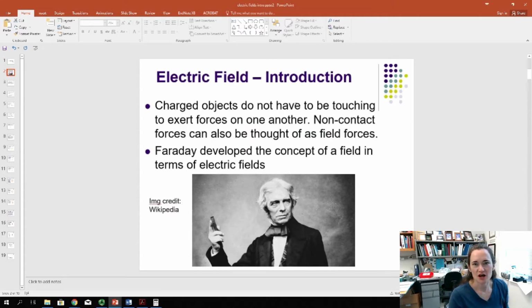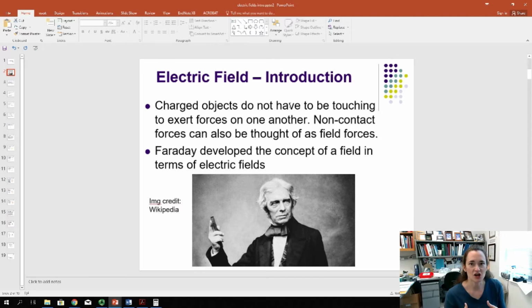So, charged objects, as we covered in our Coulomb's law lecture, don't have to be touching each other in order to exert forces on one another. In fact, they can be a distance r away. Theoretically, the force has an infinite range, although practically the force goes as 1 upon r squared, and so it goes off to 0 as the charges get infinitely far apart.